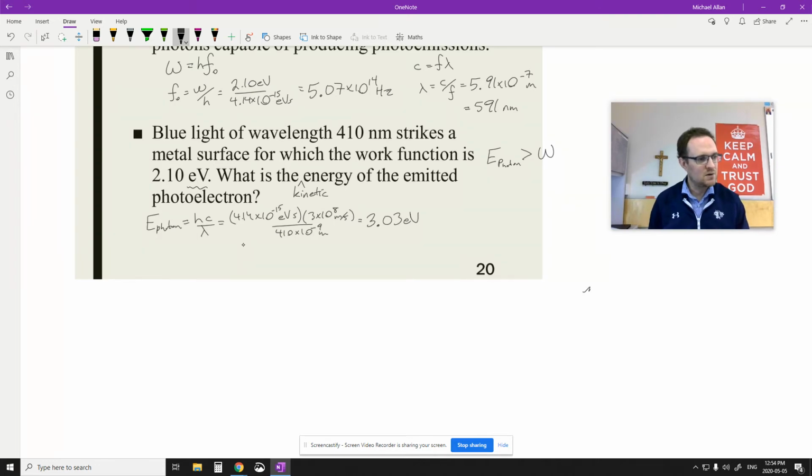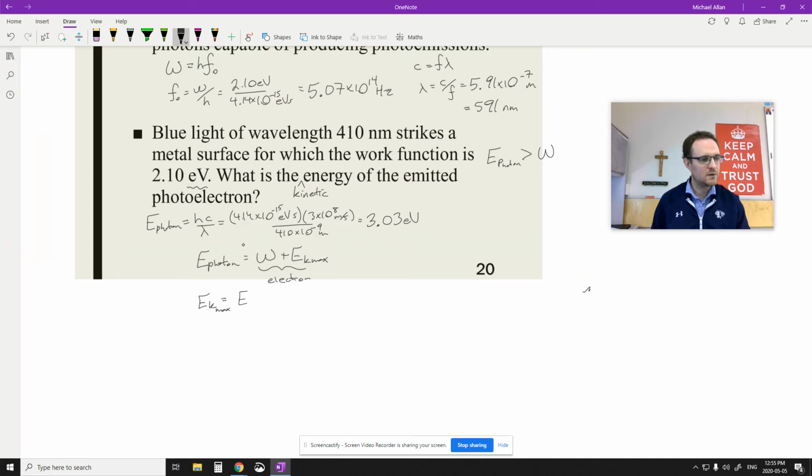So I'm going to use the conservation of energy formula that says the energy of the photon is equal to the energy required to get out plus the energy left over for the kinetic energy. So this is the electron stuff on this side. Okay, so that's the conservation of energy. I'm just going to rearrange this to find out what EK is. This is EK max.